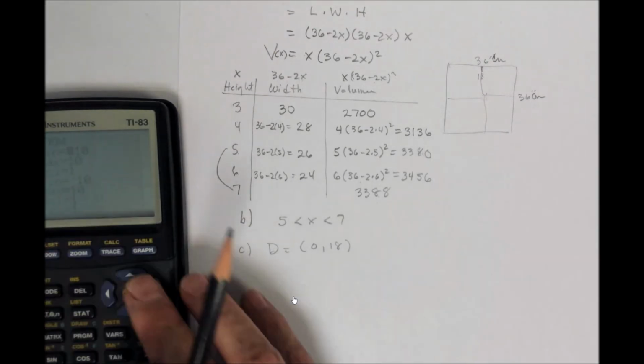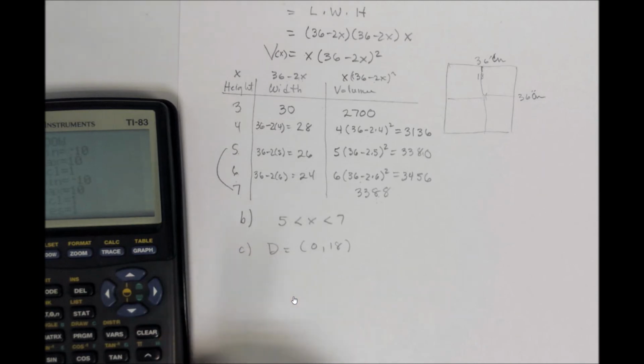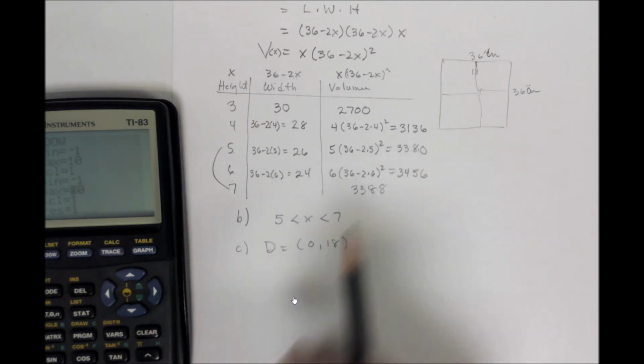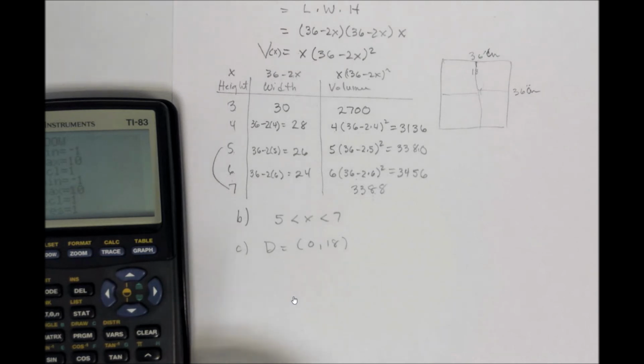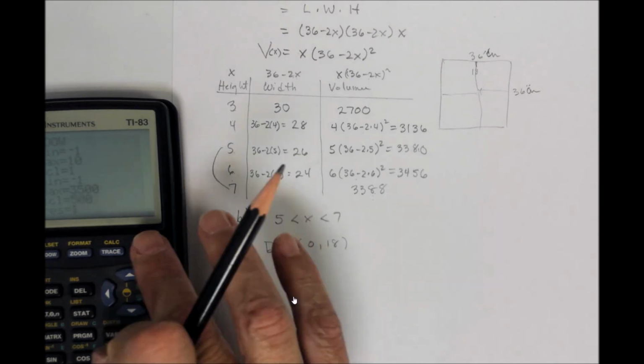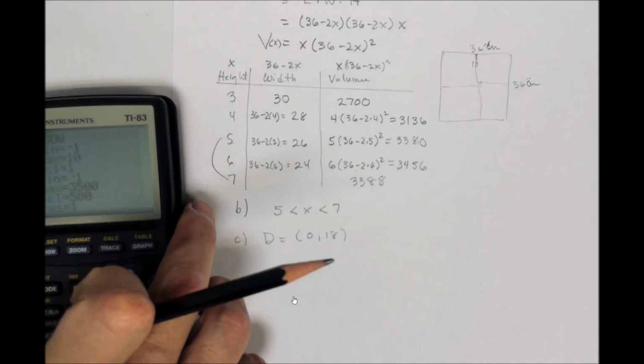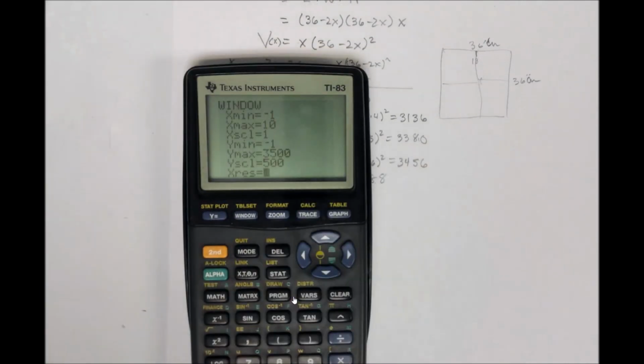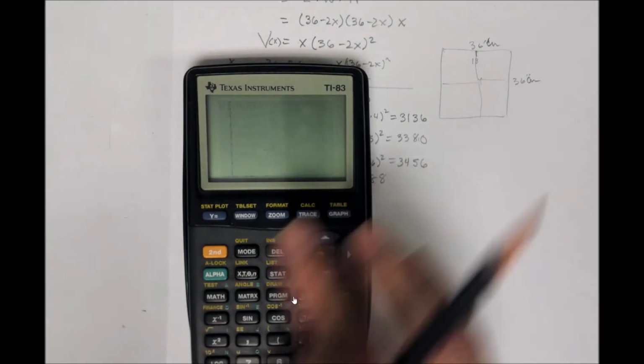Let me go to my window. I think my x is okay, but I don't think I need to go from negative 10. I'll go from negative 1 to positive 10 by 1s. But I'm going to go from, I just have a little bit of a negative. But I got to go up to, I'm going to go up to 3,500. And I'm going to go by jumps of 500. Now let's see what that graph looks like. Hopefully you can see that. I probably took it off the screen and you couldn't see it. Now let's see what that graph looks like.